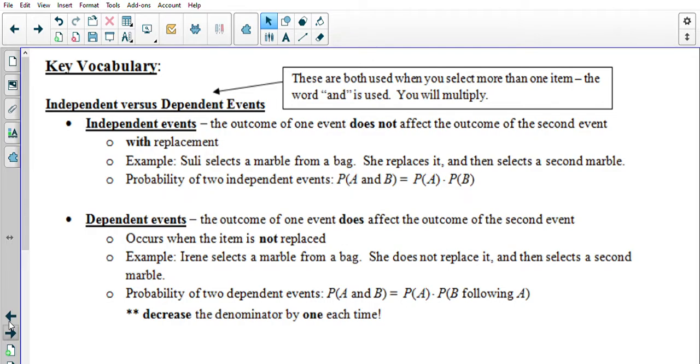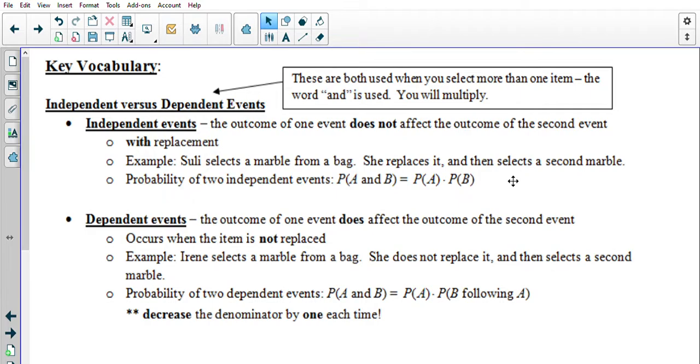So independent events, that's when the outcome of one event does not affect the outcome of the second event. This is with replacement. So I take out a marble and then I replace it. So an example would be Sully selects a marble from a bag, she replaces it and then selects a second marble. Those are independent events. They don't impact each other. So if you want to find the probability of two independent events, take the probability of the first event and multiply it by the probability of the second event. So you write down the two probabilities and you multiply them.